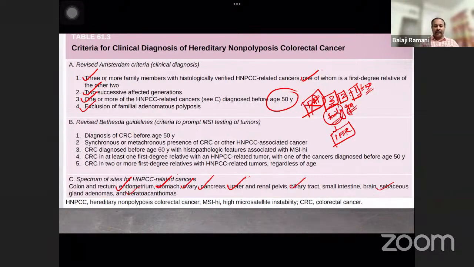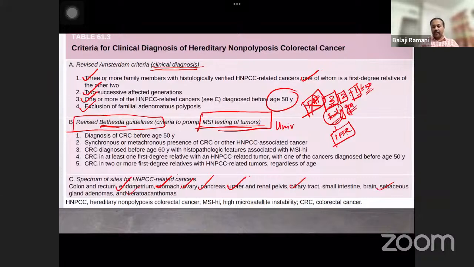Now this is the criteria used for clinical diagnosis of Lynch syndrome. When you talk about genetic testing, that is where the Bethesda guidelines come in. This should prompt MSI testing of the tumors. So when will you do the MSI testing? Now the Bethesda criteria is no longer applicable. The reason is that what we need to do now is universal MSI testing in all patients less than or equal to 70 years.